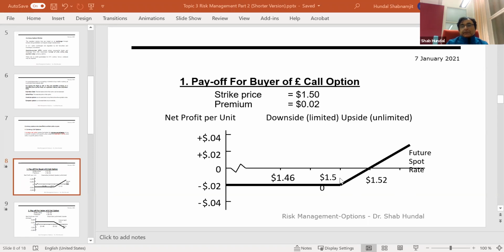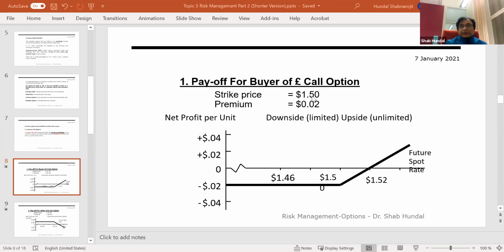Okay, I'm trying to add some more words, vocabulary to you. When you make a decision not to exercise the option because the market price is less and the strike price is more, we call it option out of the money. These words you will see in the future slides, but I thought that maybe it's a good idea that I discuss with you now. We call it out of the money. OTM means the option is out.